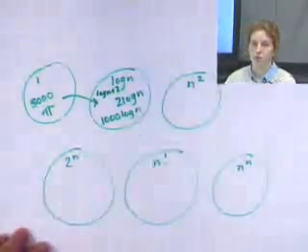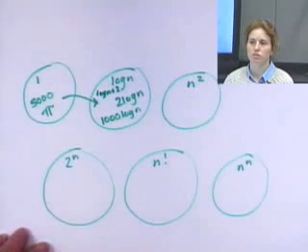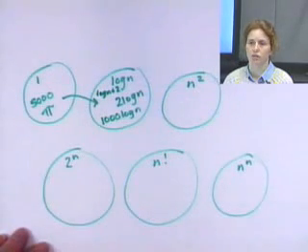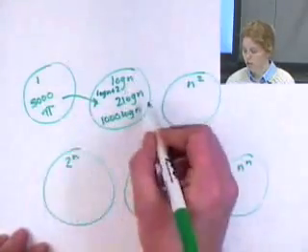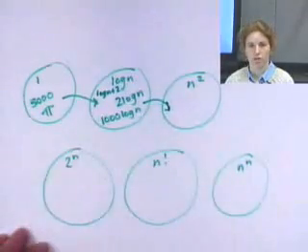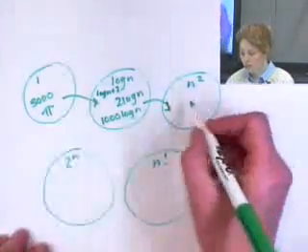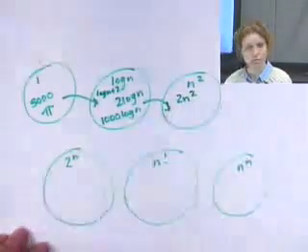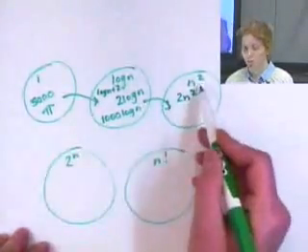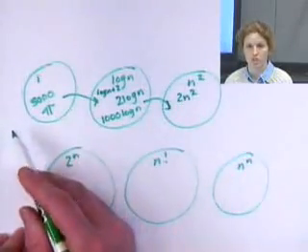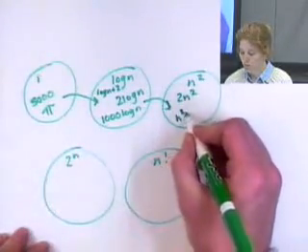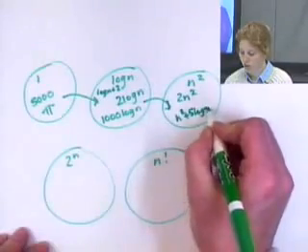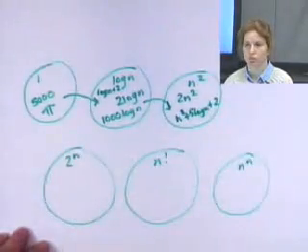So how about in the n squared circle? What kind of stuff can go in there? So everything that goes in this can also go in here. Any constant times n squared can go in here. Any sum of any n squared terms plus any of the lower ones is going to go in here. So n squared plus 5 log n plus 2 goes in here also.